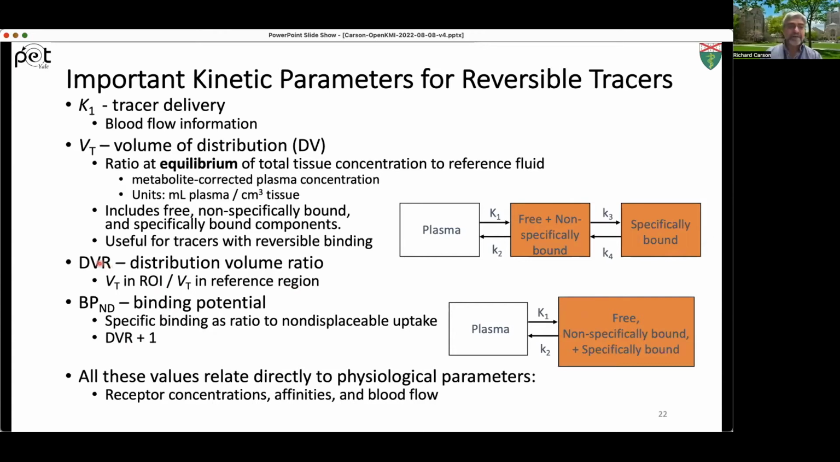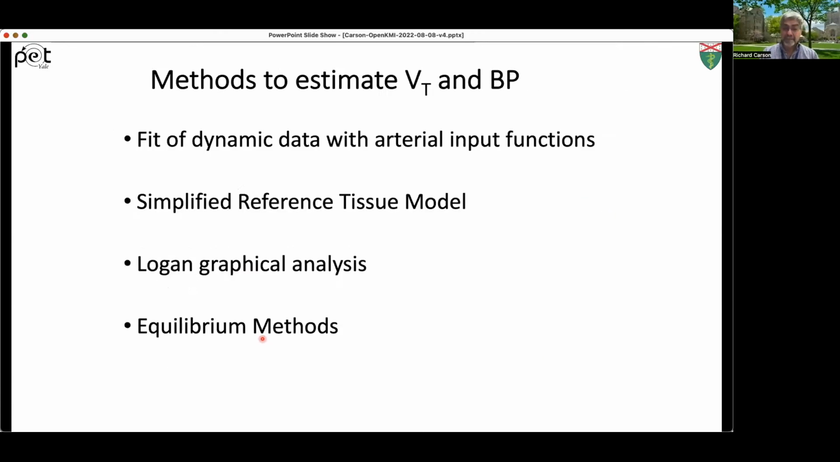We can relate back and forth with those distribution volumes. And then we can tie these numbers that we can extract from the PET studies into the physiological parameters like receptor concentrations. Lots of ways to get at these numbers. That keeps the modelers gainfully employed. We can just do it the hard way.